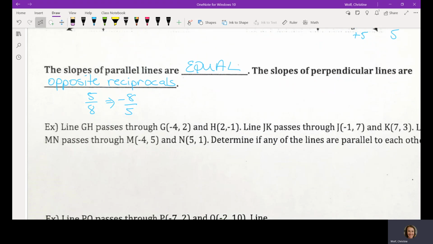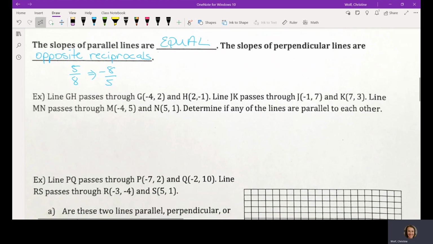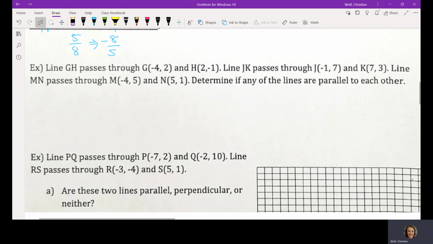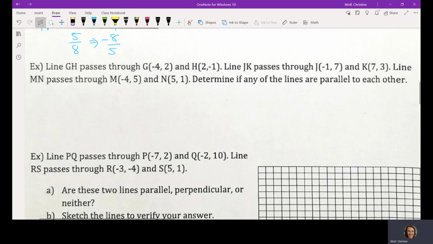So now that we know that about parallel and perpendicular lines, we're going to do an example here. The first example says, I have a line, we're going to call it GH, and it passes through those 2 points G and H. Then I have another line JK that passes through those points J and K. Then I have a line called MN, and that line passes through those 2 given points M and N. I want you to tell me, would those lines be parallel?